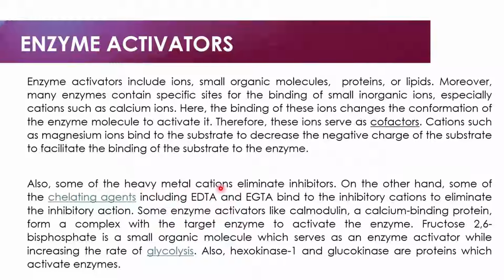Also, some of the heavy metal cations eliminate inhibitors. On the other hand, some of the chelating agents, including EDTA and EGTA, bind to the inhibitory cations to eliminate the inhibitory actions. Some enzyme activators like calmodulin, which is a calcium binding protein, also form a complex with the target enzyme to activate the enzyme.